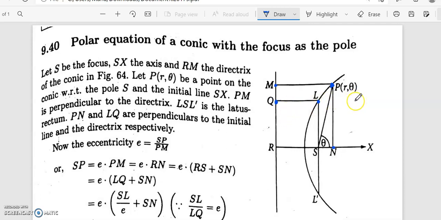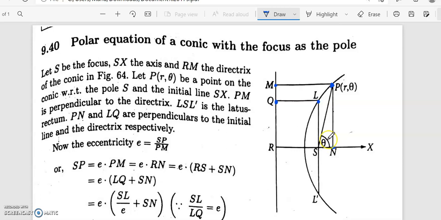Now as we know, a conic is the locus of all points such that, for a given point P of r theta on the conic, it has an equal ratio, that is, e will be equal to SP by PM. So when you take the distance from P to the focus and the distance from P to the directrix, if the ratio is constant, the ratio remains the same for all the points P of r theta on the given curve. The locus of such points are called the points on the conic.